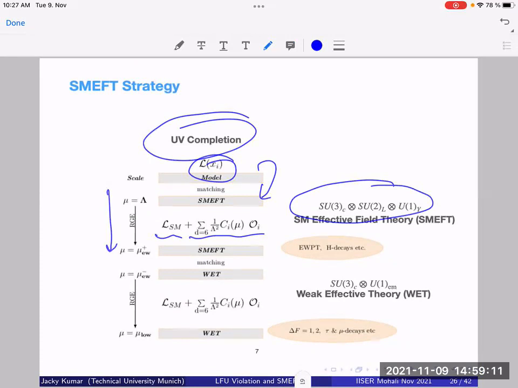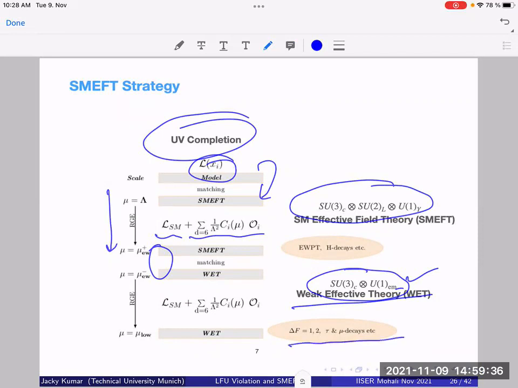And at the electroweak scale, the electroweak symmetry is broken. Below that, we have SU(3) color times U(1) electromagnetic as our symmetry, and you get a new effective theory which respects this symmetry instead of the full gauge symmetry. So at this scale, you can match these two theories. This is a very general strategy that one usually follows when you study any kind of decays.